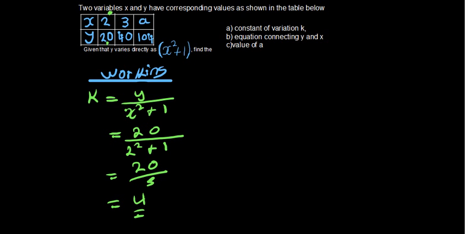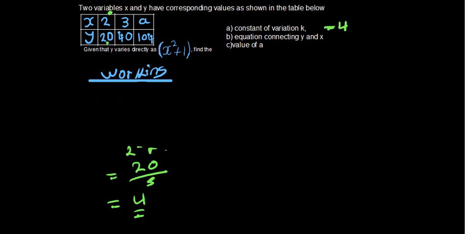So our value of k is 4. We have found the value of the constant. So if I found the value of the constant, it would be very easy for us to find anything else that we need to find. So the second question is asking us to find the equation connecting y and x.